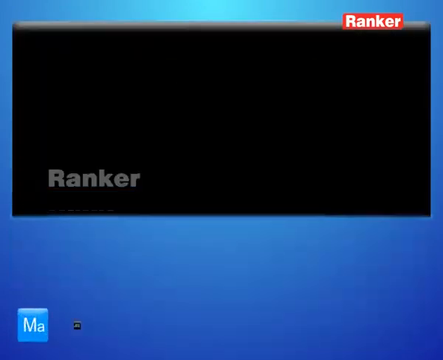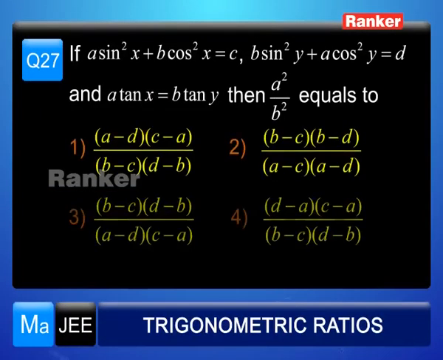Let's move to the next question. Question number 27. If a sin square x plus b cos square x is equal to c, and b sin square y plus a cos square y is equal to d, and a tan x is equal to b tan y, then a square by b square value is equal to: first option, a minus d into c minus a by b minus c into d minus b. Second option, b minus c into b minus d divided by a minus c into a minus d. Third option, b minus c into d minus b upon a minus d into c minus a. Fourth option, d minus a into c minus a divided by b minus c into d minus b.